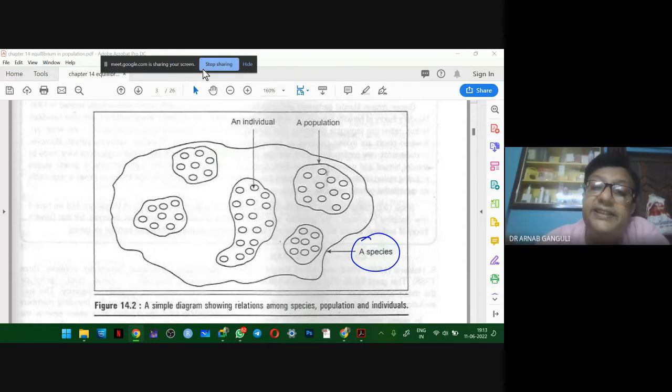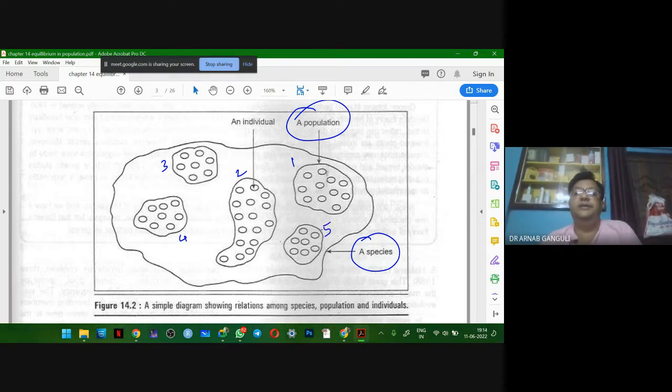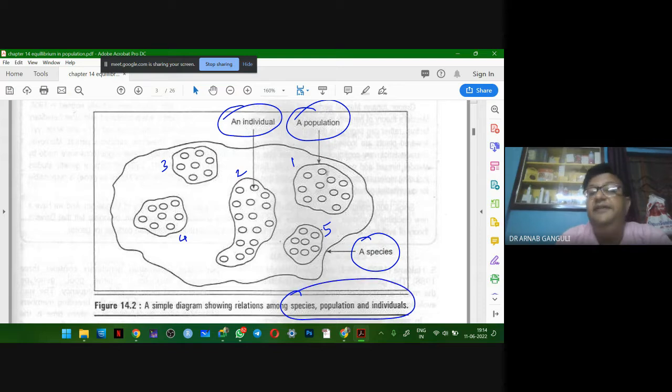Inside this species, there are several populations. This is one population. This is another. This is the second population, third population, fourth population, fifth population. So this is a population of a particular species in this world. And in this species, you have several individuals in a population. This is one individual. So this shows the relationship among species, population, and individual. Clear? Yes, sir. Okay.